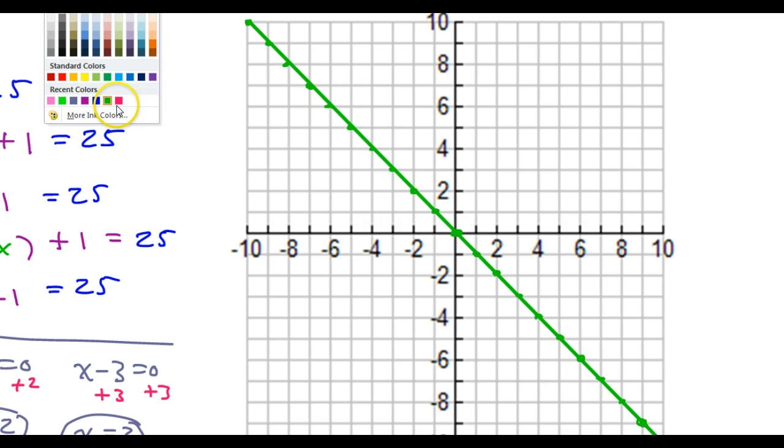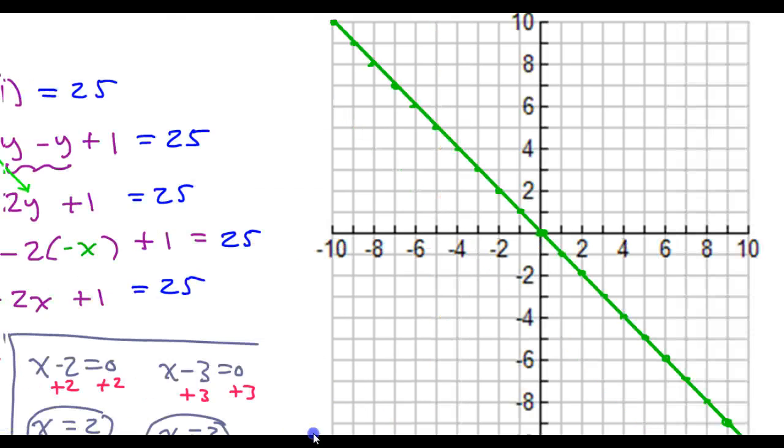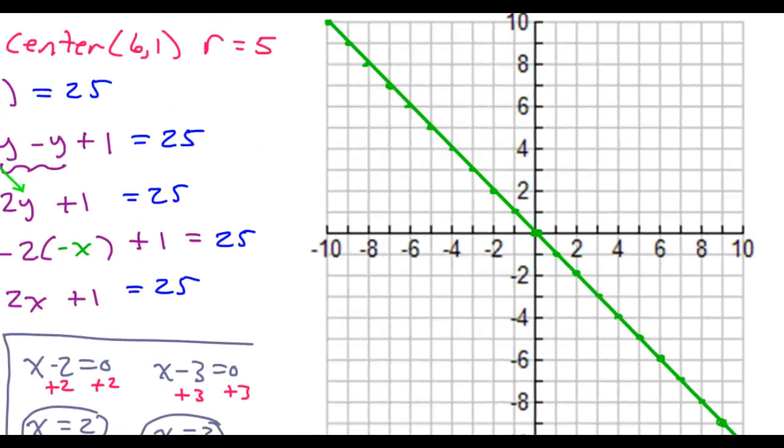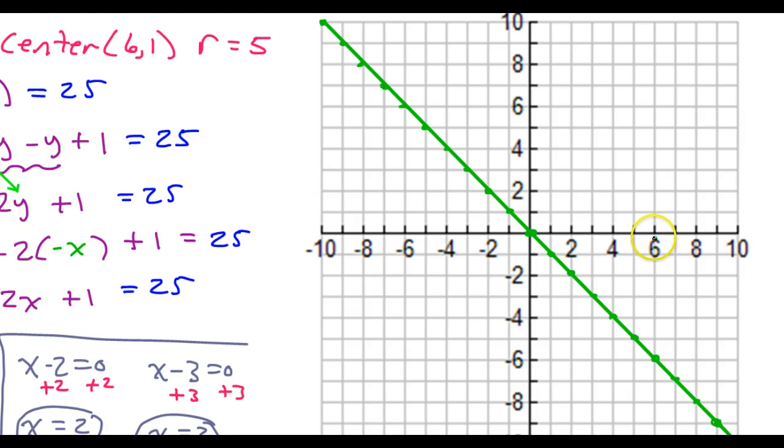Now it's time to draw the circle. Let's graph the circle. So here's my circle equation. Hopefully you can see that the center is going to be positive 6 comma positive 1. Right, the opposite of both of these. And my radius is going to be 5 because this is the radius squared. So let's graph a circle with center 6 comma 1. So 6 comma 1 would be right here.